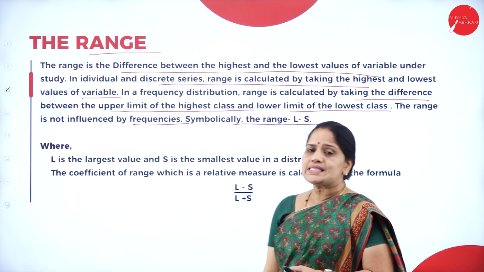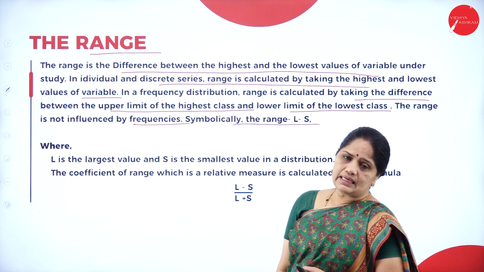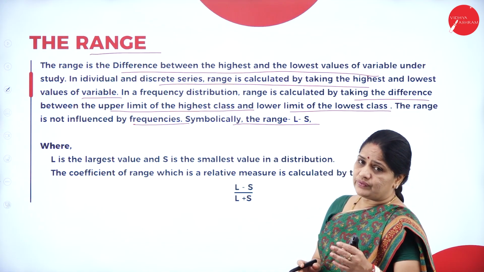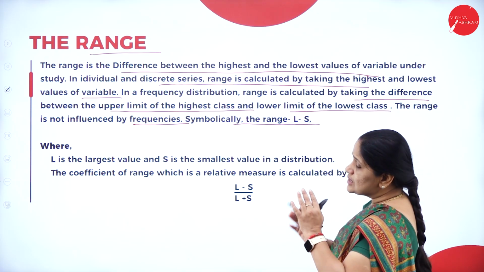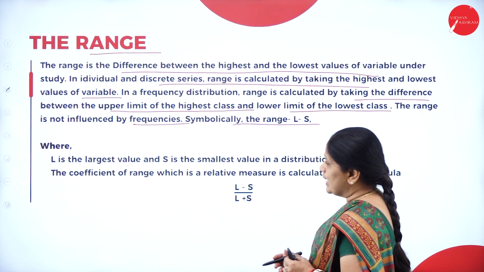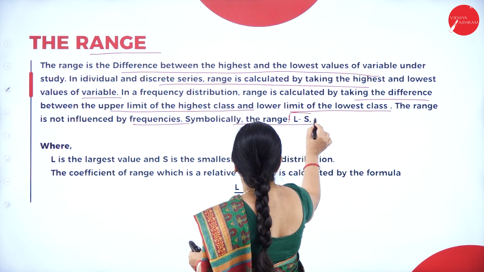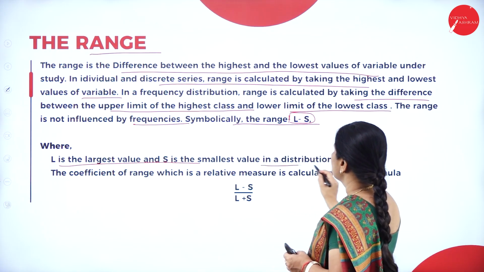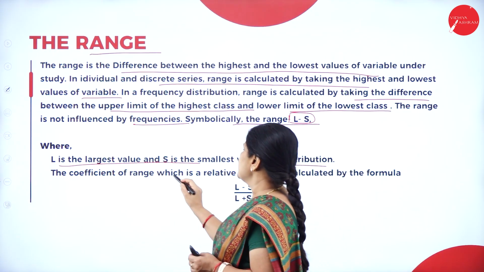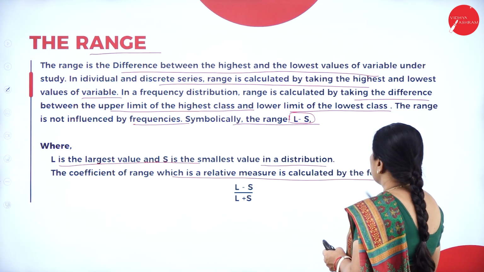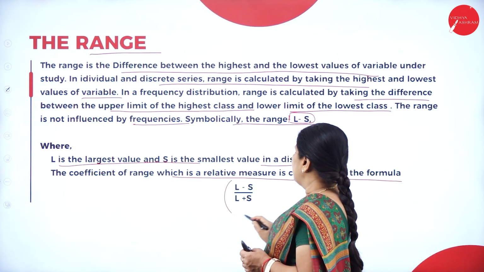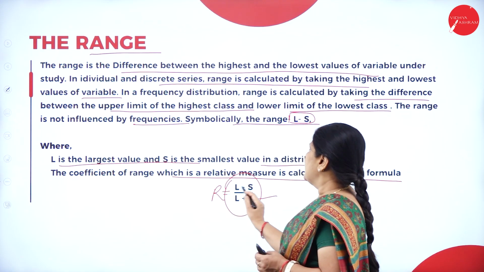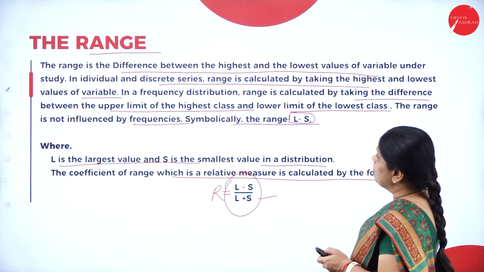So, in case of a frequency distribution table, we should understand that the range is the highest value of the last class interval minus the lowest value of the first class interval. The range is not influenced by the frequencies. The formula for range is L minus S, where L is the largest value and S is the smallest value in a distribution. The coefficient of range, which is a relative measure, is calculated by the formula (L minus S) divided by (L plus S).